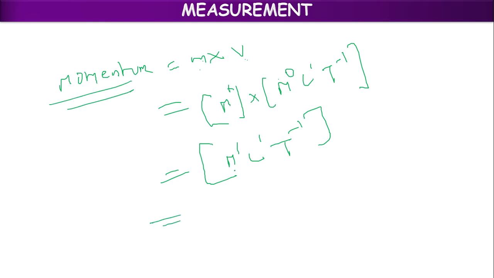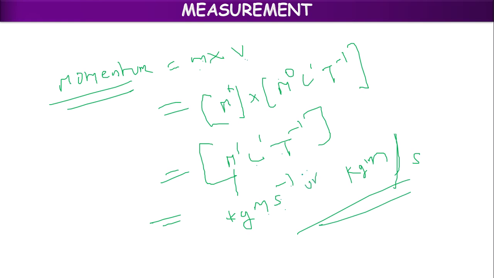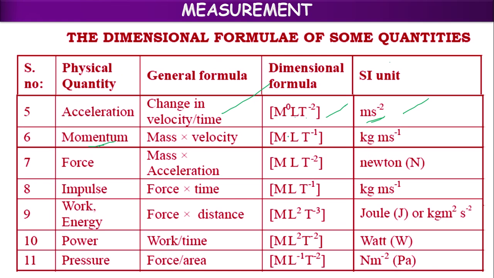What is the unit of momentum? Mass is measured in kgs, length is measured in meter, time is measured in second. So kg meter second to the power of minus 1; the second comes down as second to the power of plus 1, so kg meter per second. So that's about momentum: M1 L1 T minus 1, kg meter s to the power of minus 1.